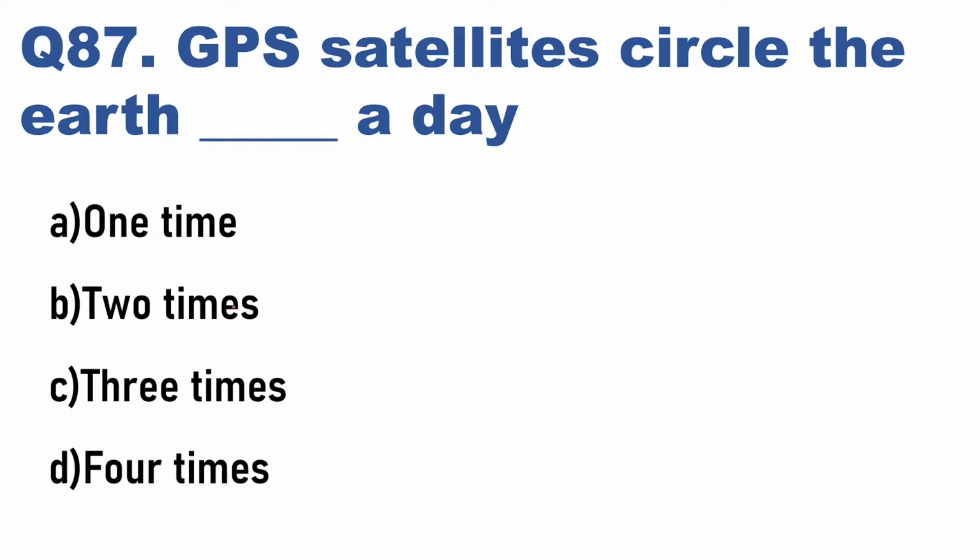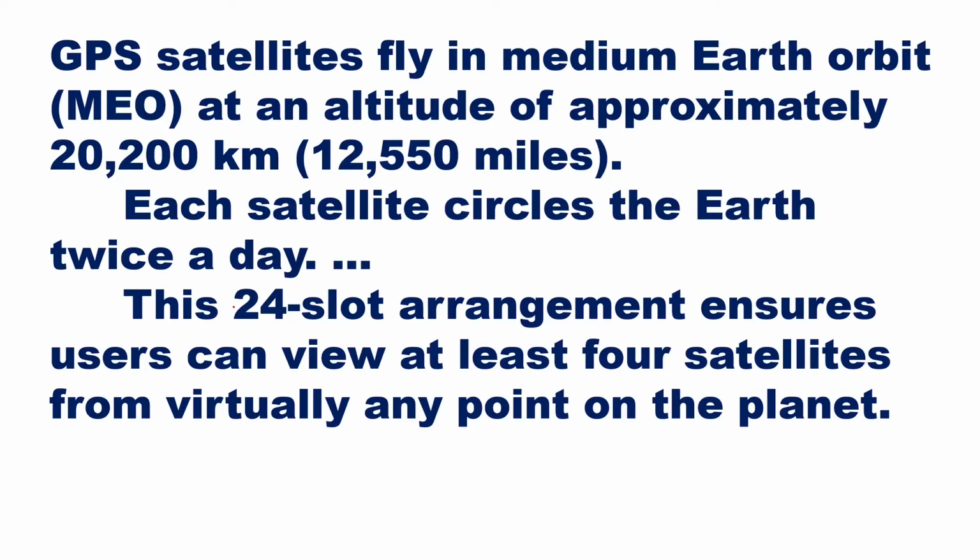GPS satellites circle the Earth dash a day. Now there are 24 GPS satellites which rotate around the Earth. Now they will circle the Earth twice, that is two times a day. So option B will be the right answer here, two times a day. So here we can have the concept of GPS satellites. GPS satellites fly in medium Earth orbit, that is MEO, at an altitude of approximately 20,200 kilometers or 12,550 miles. Each satellite circles the Earth twice a day.